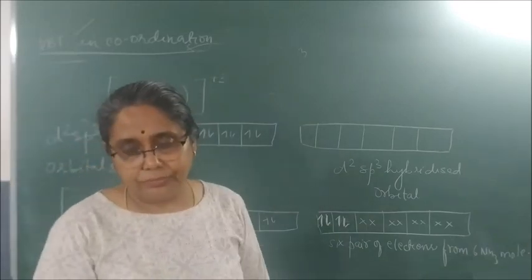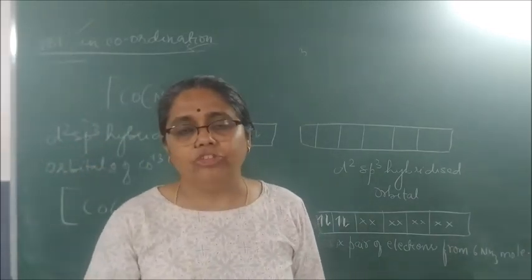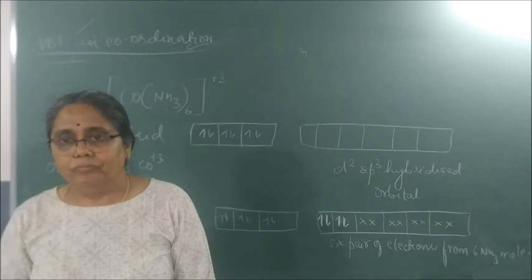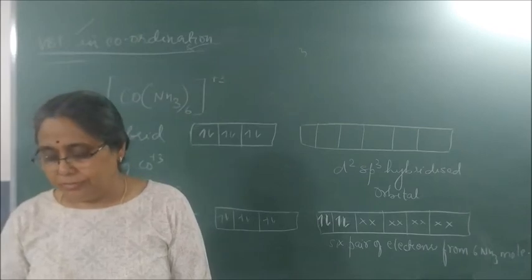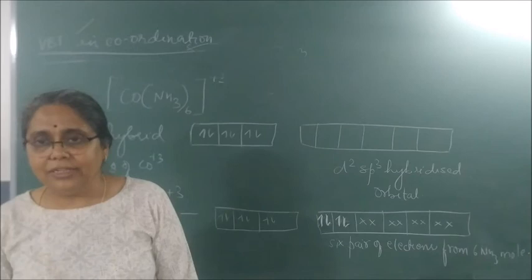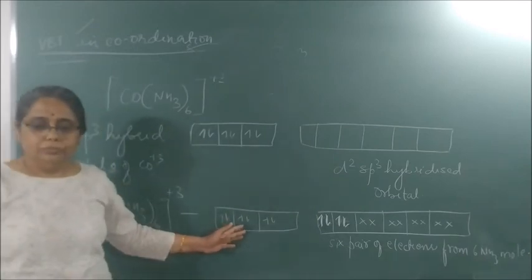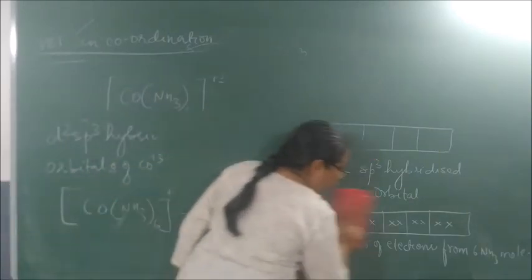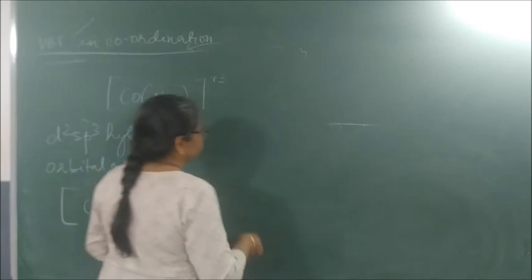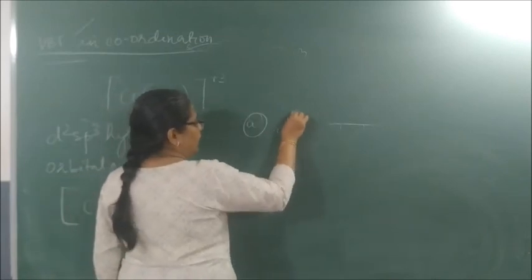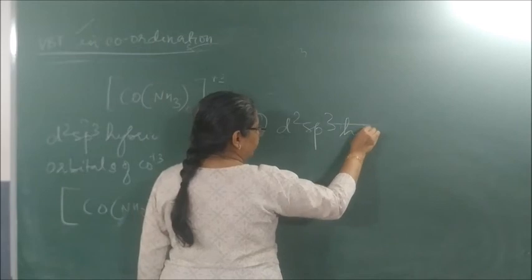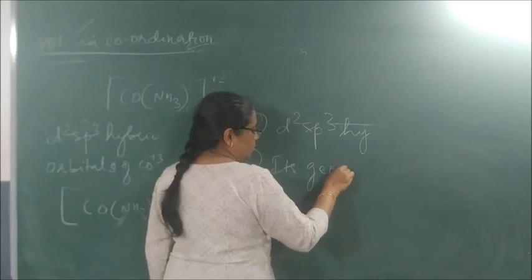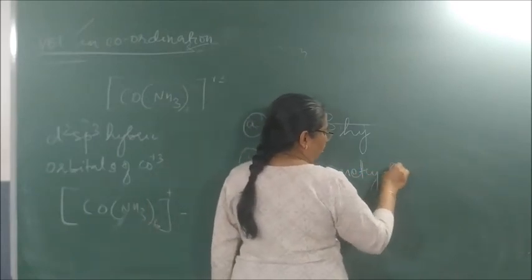Now write: thus, [Co(NH3)6]3+ shows A, what hybridization does it show? d2sp3 hybridization. B, its geometry is what? Octahedral.